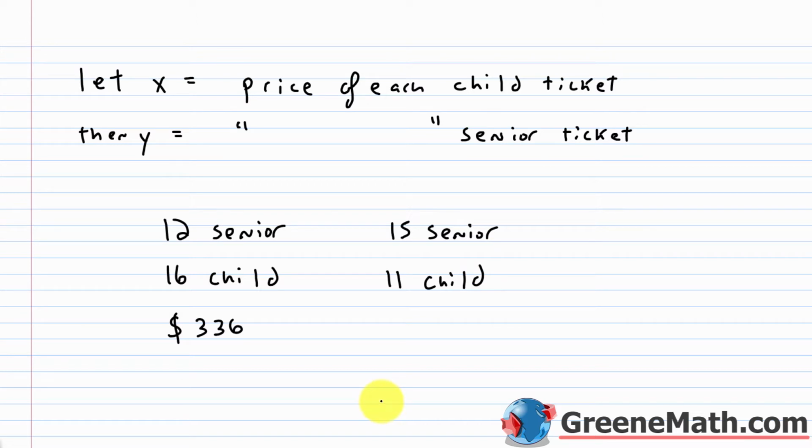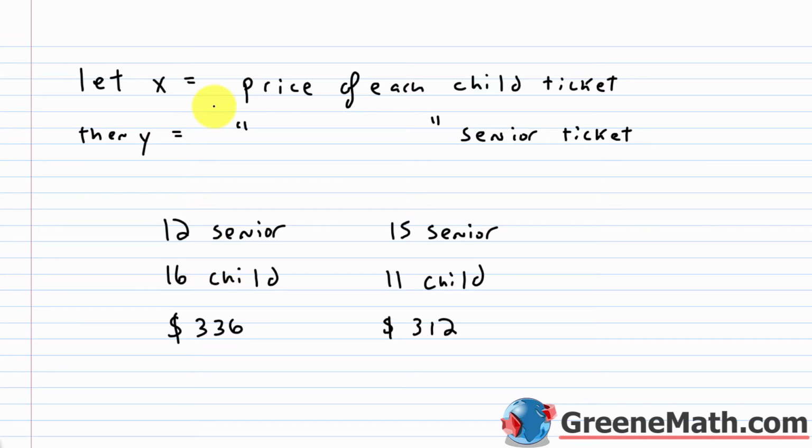And the total from this day was $312. So I have two scenarios, and this is going to be enough for me to build a system of equations. So X is the price of each child ticket. Now, if I sold 16 child tickets, and X is the price of each child ticket.